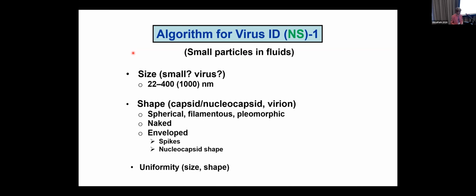Shape is important. The questions you should ask are, is it spherical? Is it filamentous? Is it pleomorphic? Is it naked? Or does it have an envelope? I will explain those two in a moment. If it's enveloped, what does it look like on the outside? Does it have spikes? And what is its nucleocapsid on the inside? Nucleocapsid is that bag that holds the DNA or the RNA. And something about the uniformity of size. If they're fairly uniform, then they could be viruses.